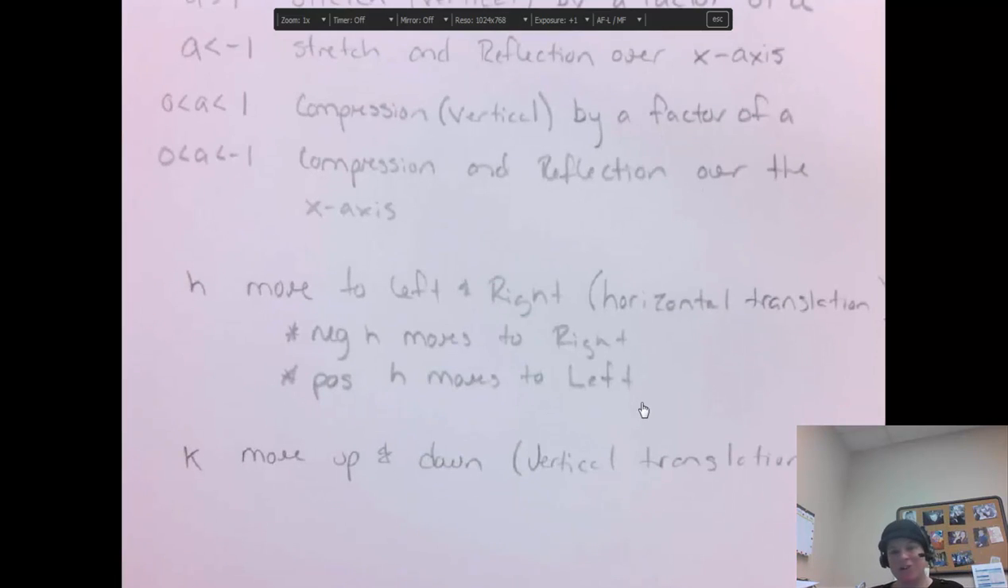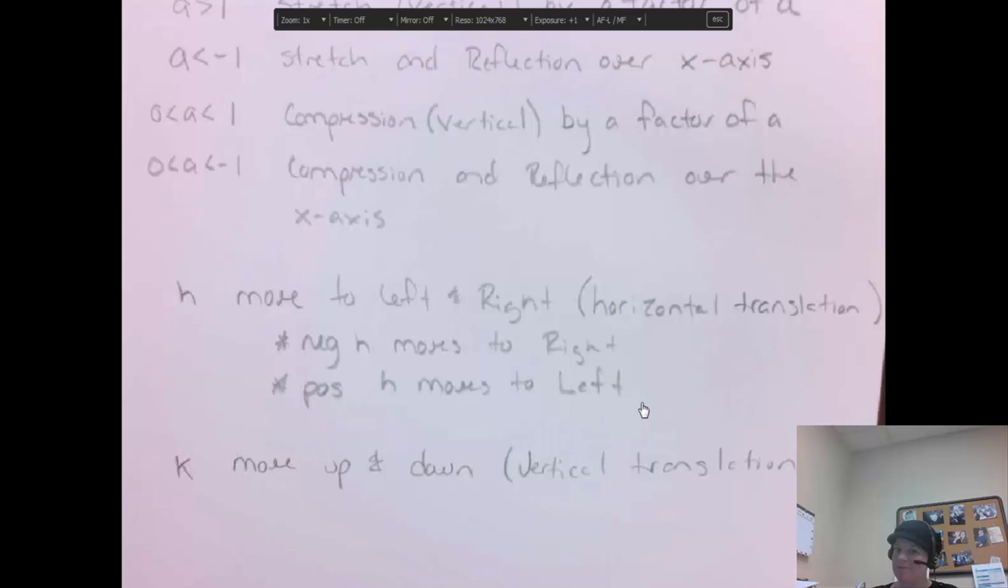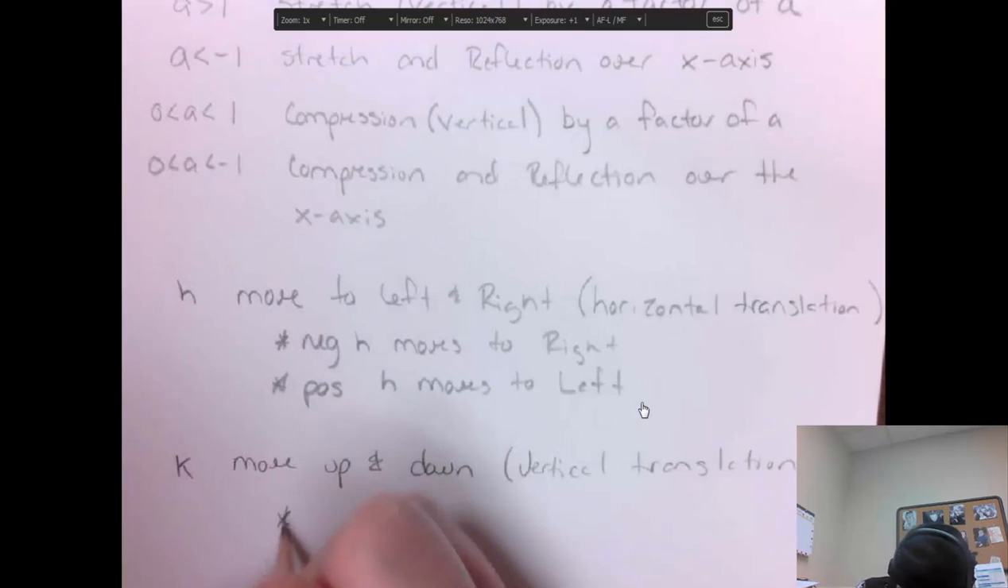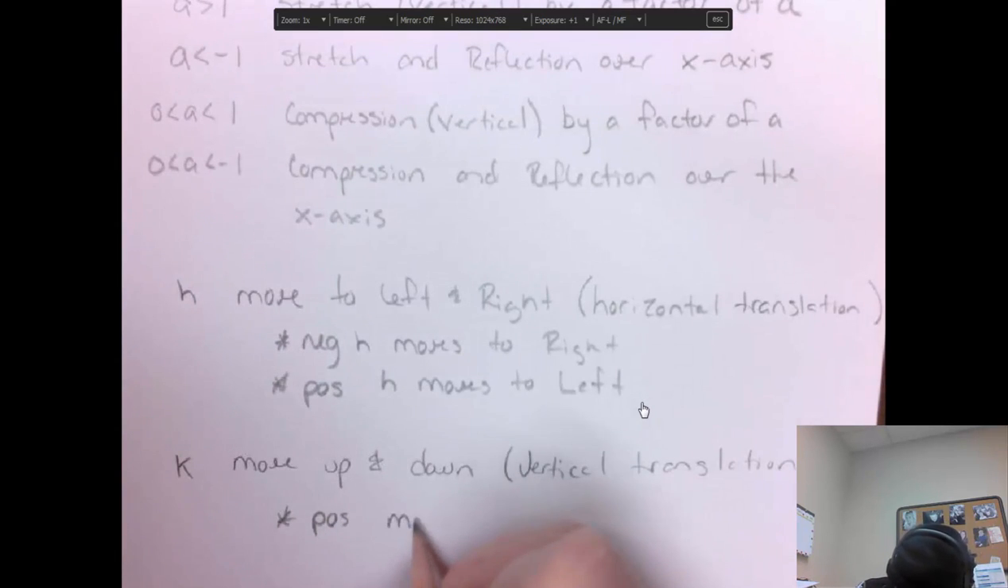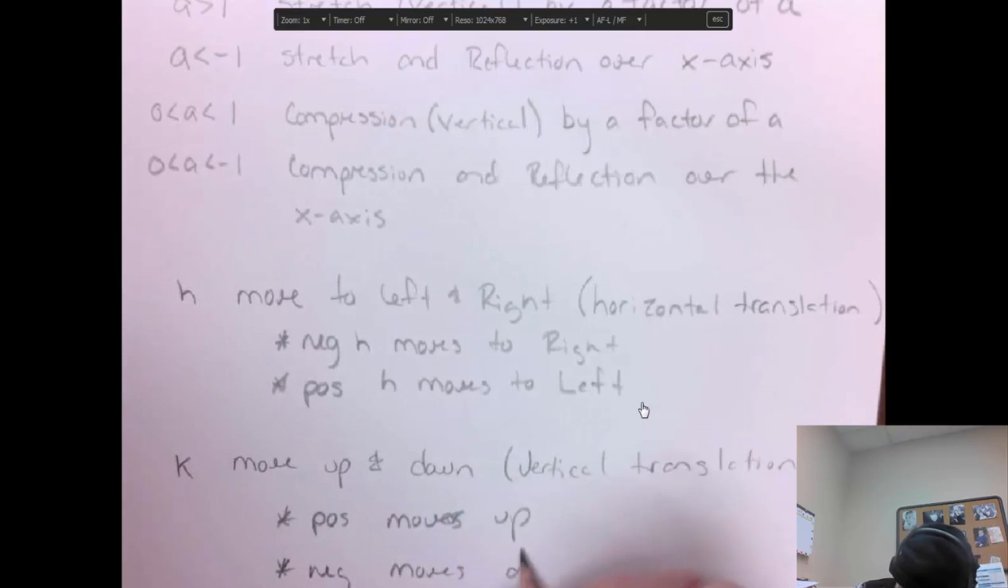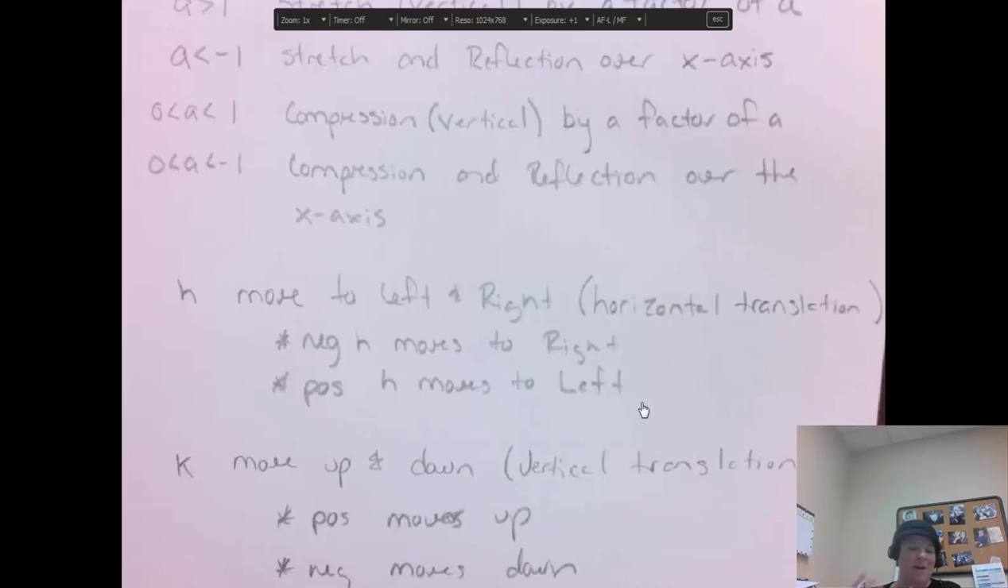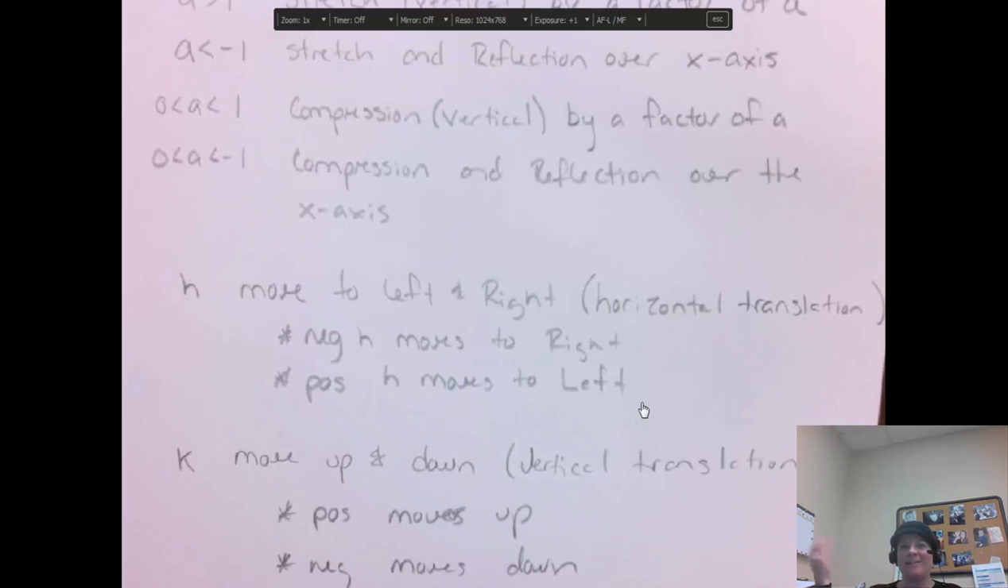Okay, and this one's not tricky. If it's positive, it moves you up. So positive moves up, and negative moves down. It's not the opposite with the k. So anything you add to the side, it's like I'm going to do this all, and then I'm going to add something and move it down, or add something and move it up. I guess it'd be subtract down, add up. Those are kind of your general rules.